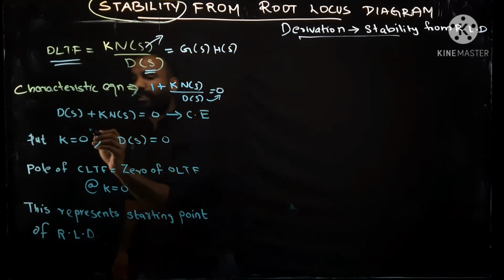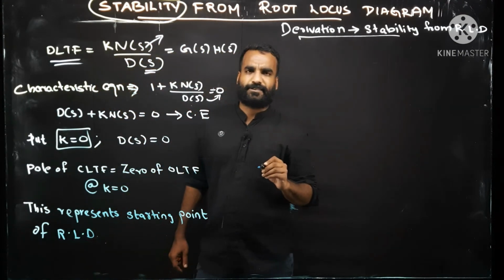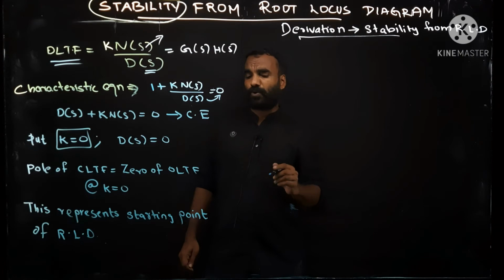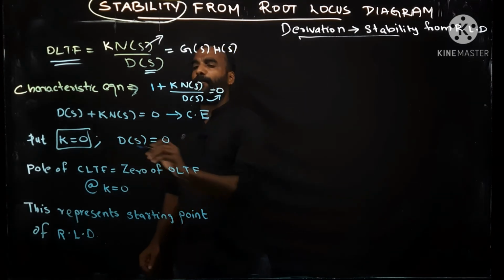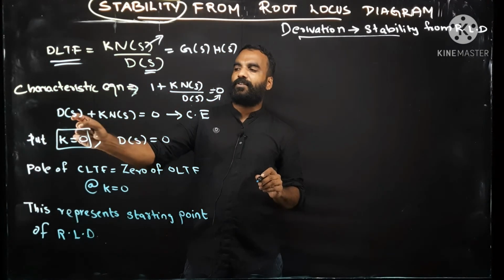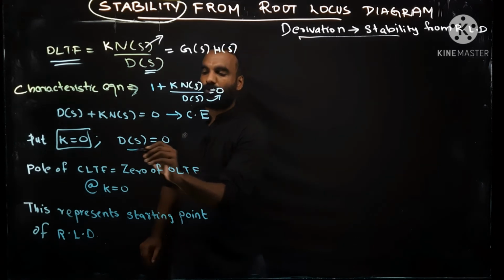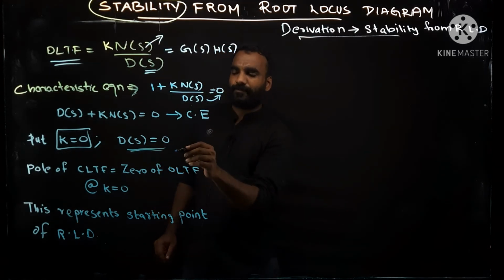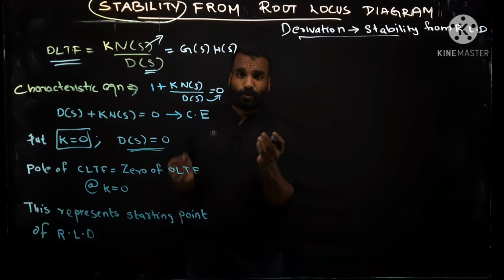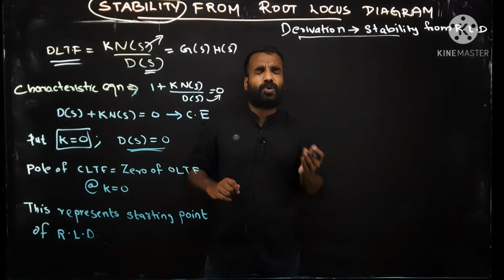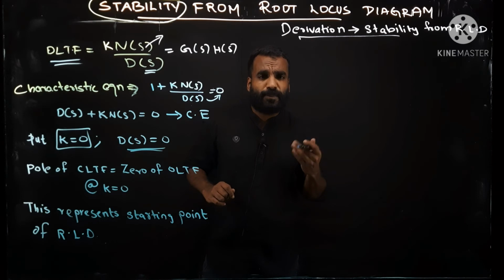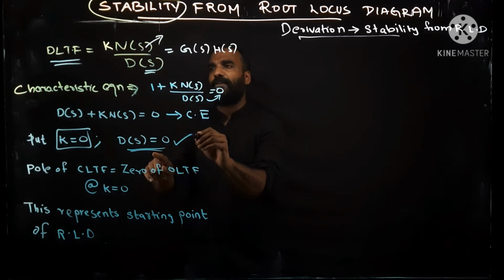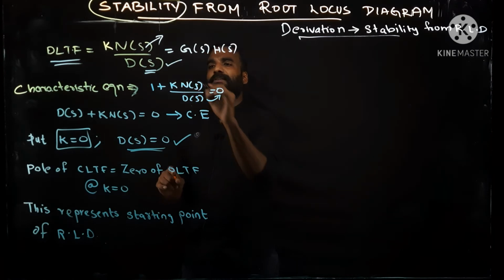Now I want to put K equal to 0 in the characteristic equation in order to get the first point, or starting point, of the root locus diagram. If I put K equal to 0 in this equation, it becomes D(s) equal to 0. In this equation, find the value of s. That is nothing but the root of the characteristic equation, or pole of the closed loop transfer function. So D(s) is equal to 0 here.